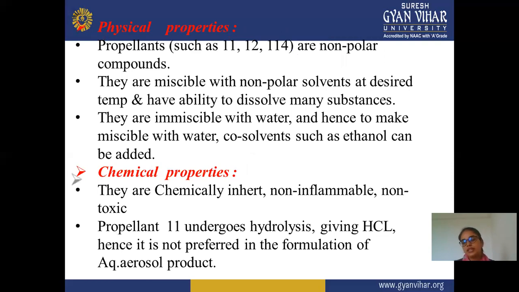Next is the physical property and chemical property of the aerosol. The aerosol's major ingredient or major excipient is the propellant, so instead of checking the aerosol property, we are checking the property of the propellant. In the physical properties, propellants such as 11, 12, and 114 are known as nonpolar compounds. You can see these three classes and the synonyms of propellants 11, 12, and 114. These three types of propellant are available in a nonpolar form, and they are miscible with nonpolar solvents at a desired temperature.